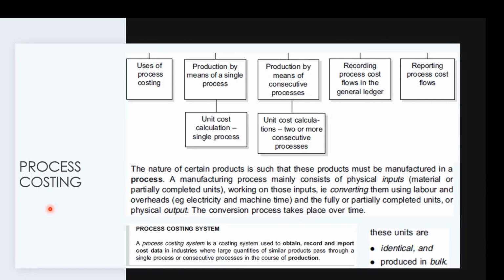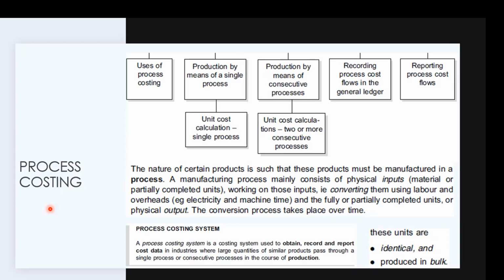Last week we spoke about process costing. These units are identical. They are produced in bulk. What's important is to see that it's large quantities, and they go through a process in order for them to be produced. And part of that process is either a single process or a consecutive process, right? You will see the example below, but it was mainly to say why we use process costing, and that there are two processes.